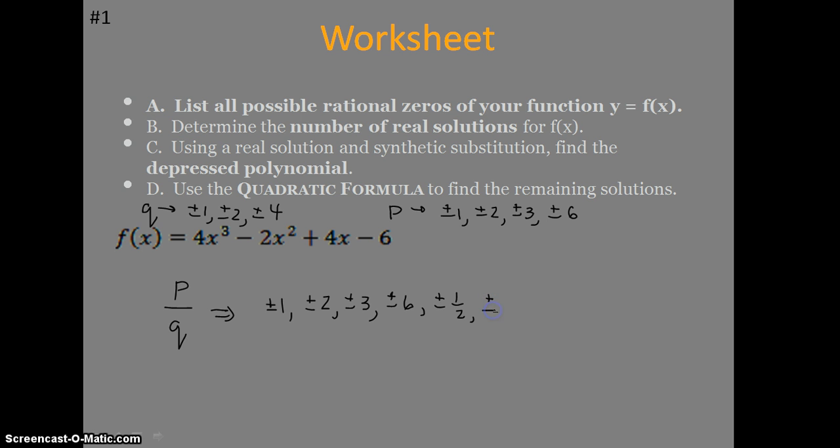plus and minus 2/2, which we already have as plus and minus 1, plus and minus 3/2, and then plus and minus 6/2, which we already have. And finally, plus and minus 1/4, plus and minus 2/4, which we already have, plus and minus 3/4, which we don't, and plus or minus 6/4, which we already have right here. So those are all the possible rational zeros of the function.